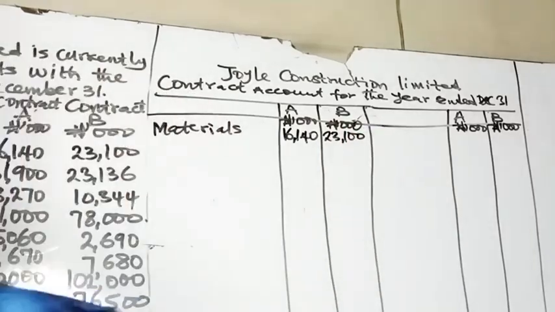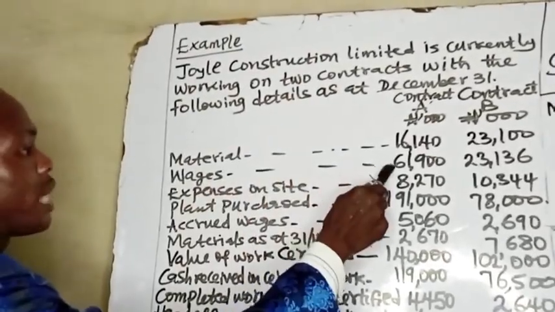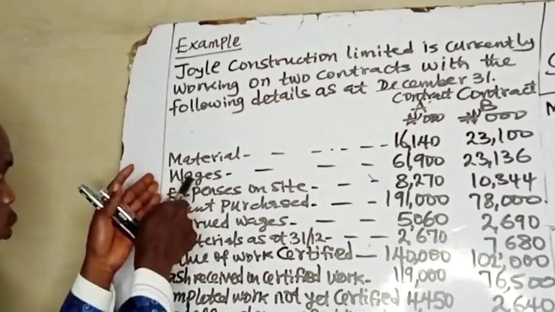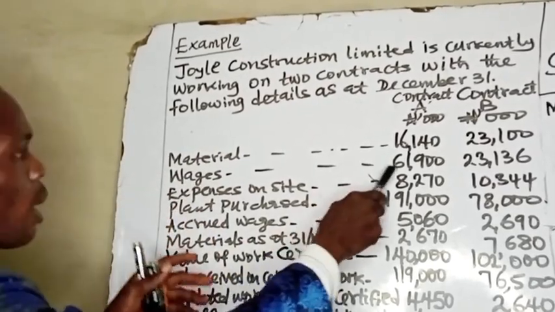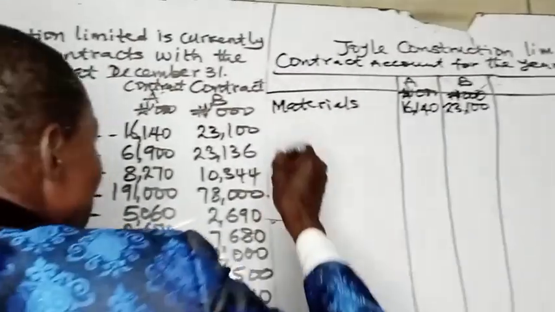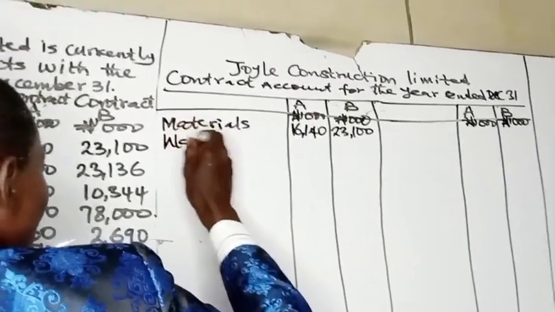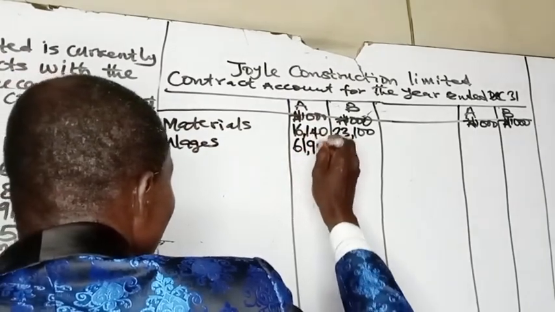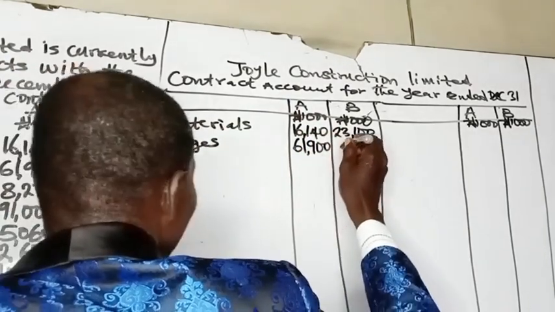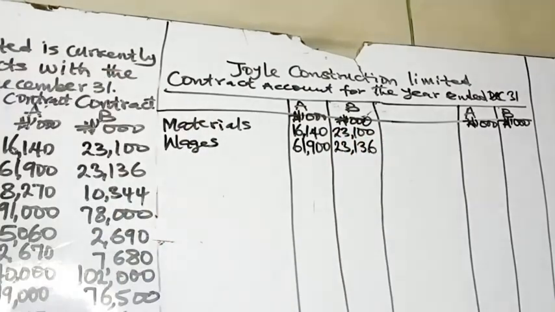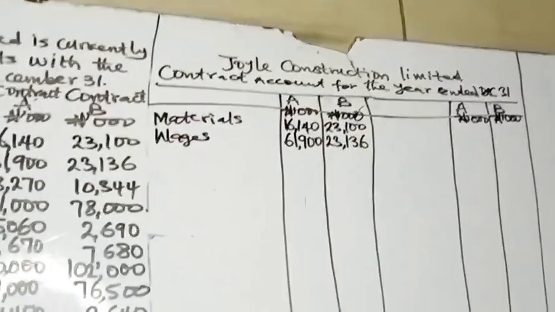Back to the question. You have wages of 61,900. Wages were incurred in the contract, wages of those people that work on that site, 61,900 and 23,136. They'll be debited. So wages, 61,900 and 23,136 for contract A and B respectively.